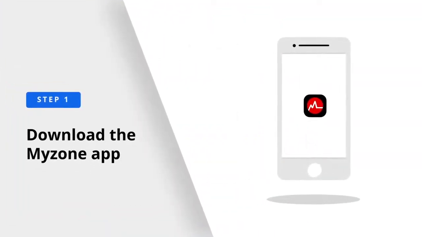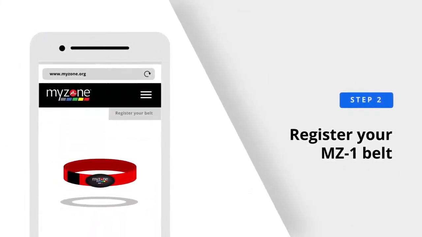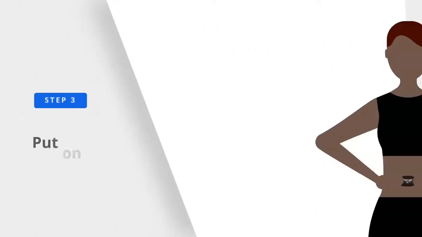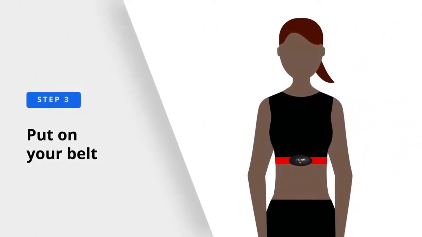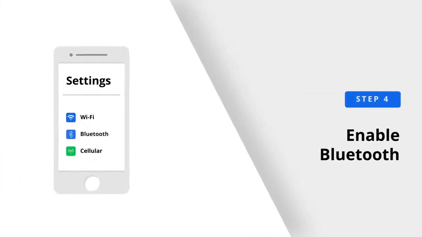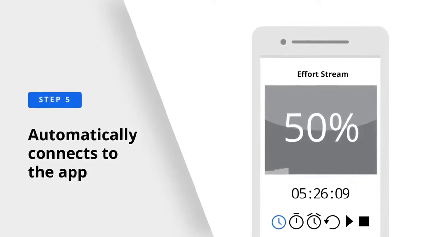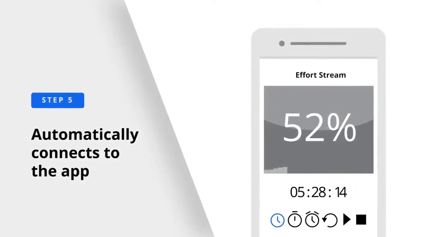1. Download the Myzone app onto your phone. 2. Register your MZ-1 belt through the app or online at myzone.org. 3. Put on your MZ-1 belt with the module over your sternum. 4. Enable Bluetooth on your phone. 5. As your belt automatically connects to the app, your live workout tile will show up.